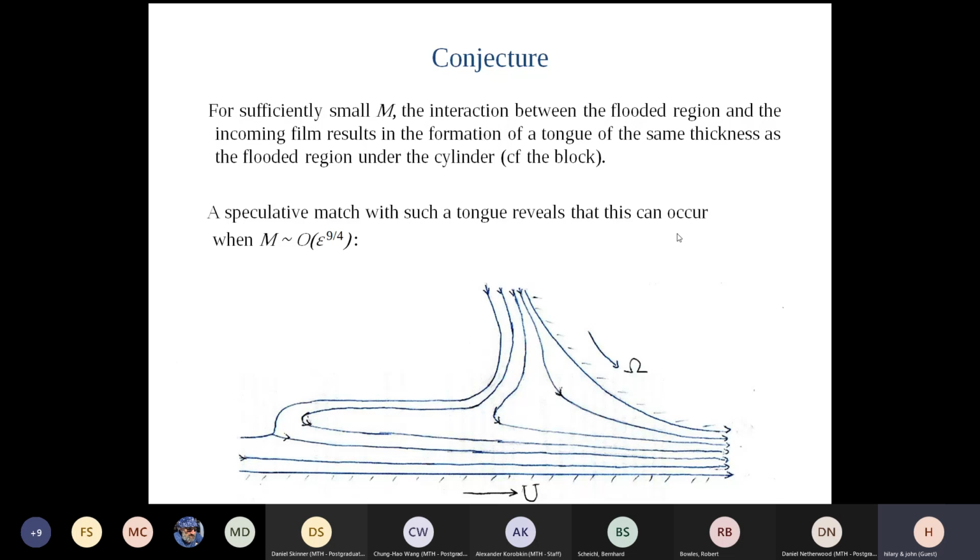And then I envisage, as you go even slower and lower velocity and smaller mass, that the sum of the film coming around the top of the cylinder goes down and forms one of these tongues, such as we saw for the block back at the beginning of the talk. And such a tongue could grow, I presume.